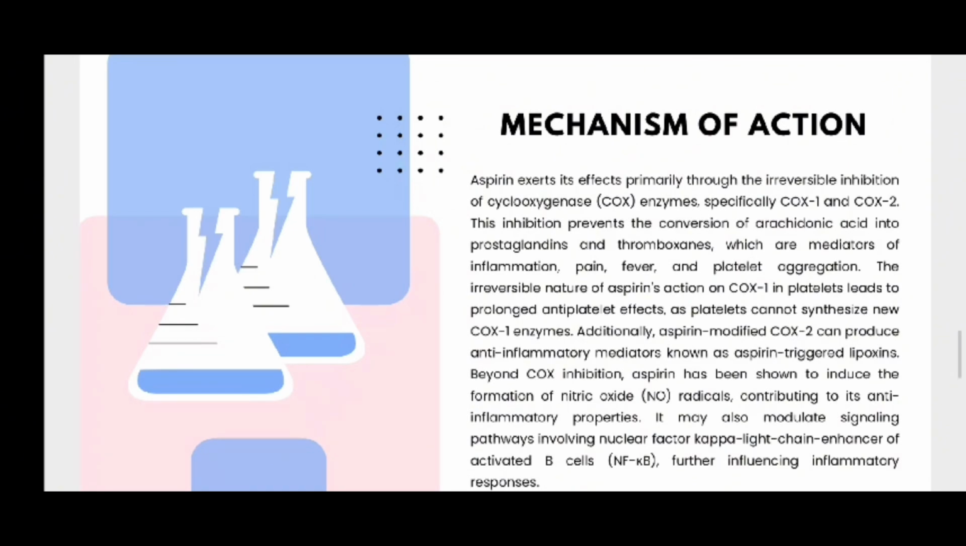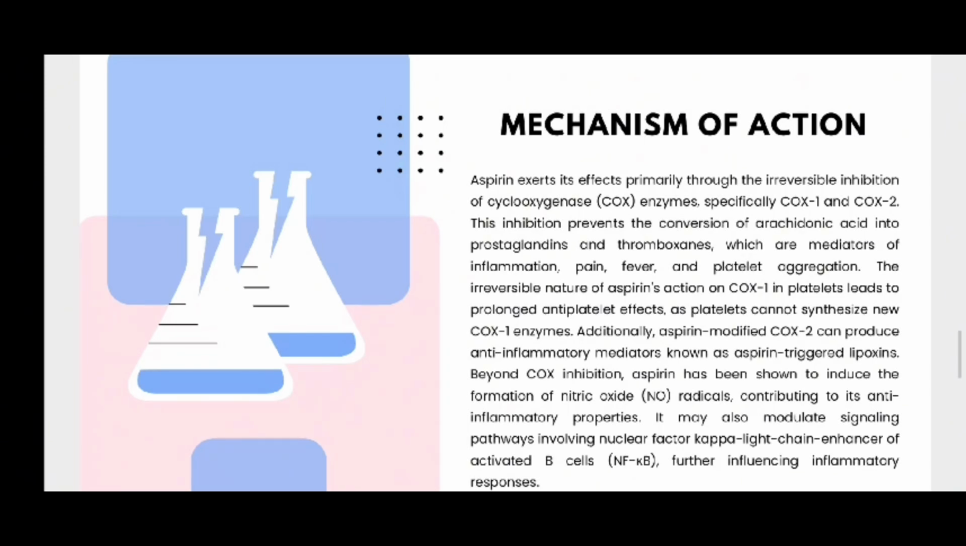So I'm going to talk about the mechanism of action of aspirin. So aspirin works by irreversibly blocking the COX enzyme, which produces prostaglandin, causing pain, fever, and inflammation, and thromboxane A2, which helps blood clotting. So how does it work? First, pain and inflammation relief: it inhibits COX2, reducing prostaglandins, which lowers pain and swelling. Fever reduction: it stops prostaglandins from affecting the brain's thermostat, which reduces fever.